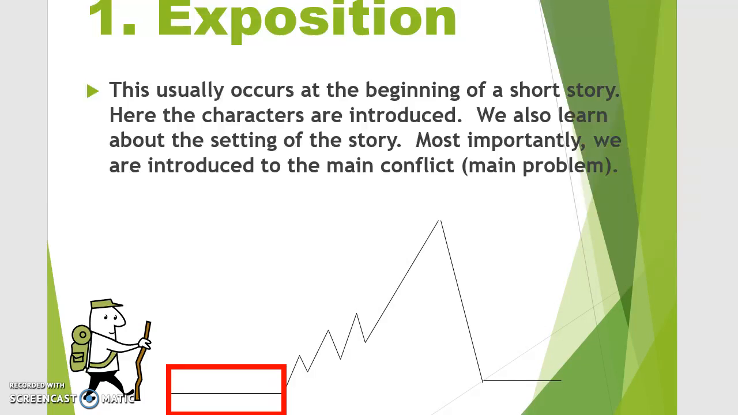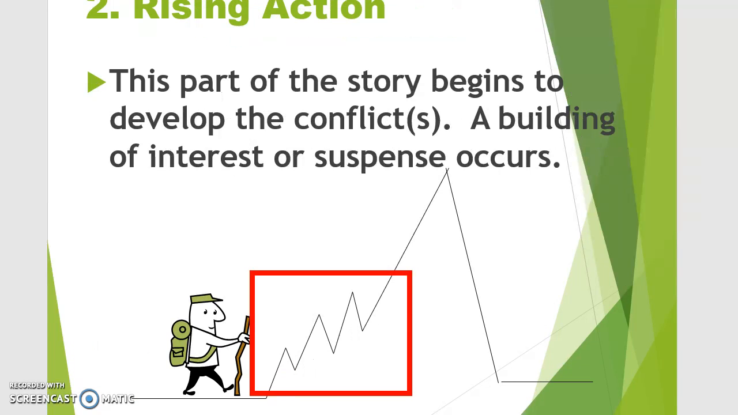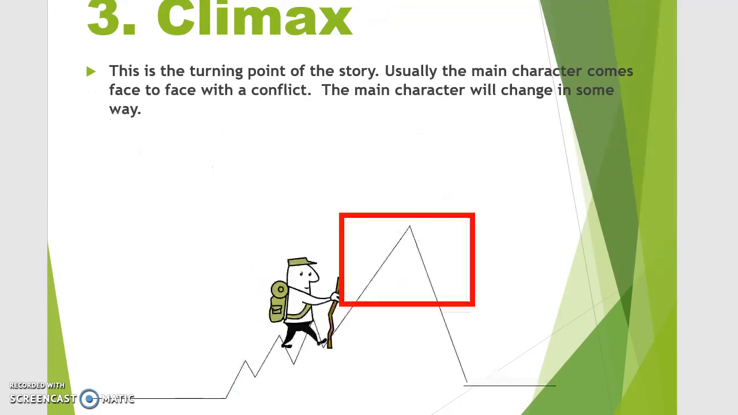At the beginning would be the exposition, which usually occurs at the beginning of the story. Here, our characters are introduced. We learn about our setting, the time, the place, the when, the where, and get a feel as to what our story is going to be about. Then it goes into the rising action. This is the part where our conflicts start to develop and the characters begin to face certain situations.